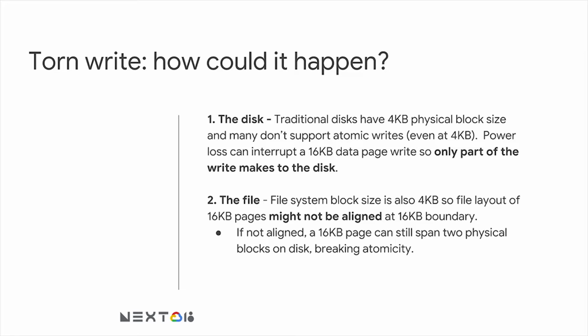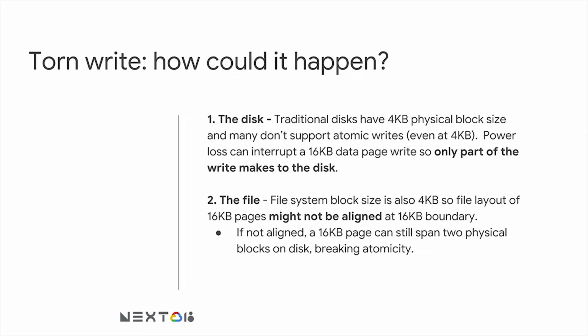Let's say you have physical disks, with special hardware that can support 16 KB atomic writes. The file system still has to do some magic to make sure the writes are sent to disk at a 16 KB aligned boundary. In general, most file systems, like ext4, have a 4 KB data page size, and even the Linux kernel has a 4 KB page size. That means files are only guaranteed to align at 4 KB boundaries.